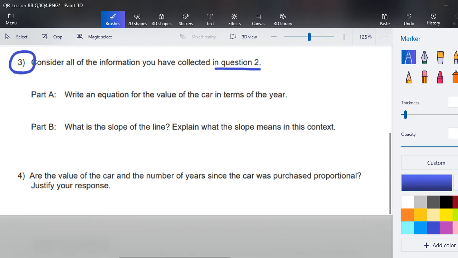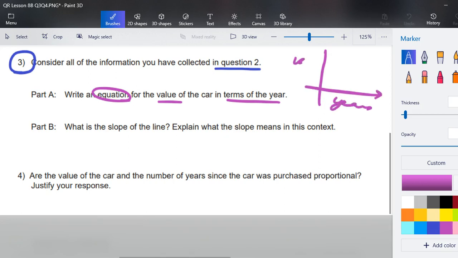Consider all the information, consider all that we have collected on question number 2. Write an equation for the value of the car in terms of the year. So just a while ago, we had years, we had value, we had a starting point here at 16,500, and we were going down $2,000 for every 1 year. That's all we need. On question B, it's asking for the slope and what does it mean in this context. And I'm already looking at the slope, so I'm going to go ahead and incorporate it.